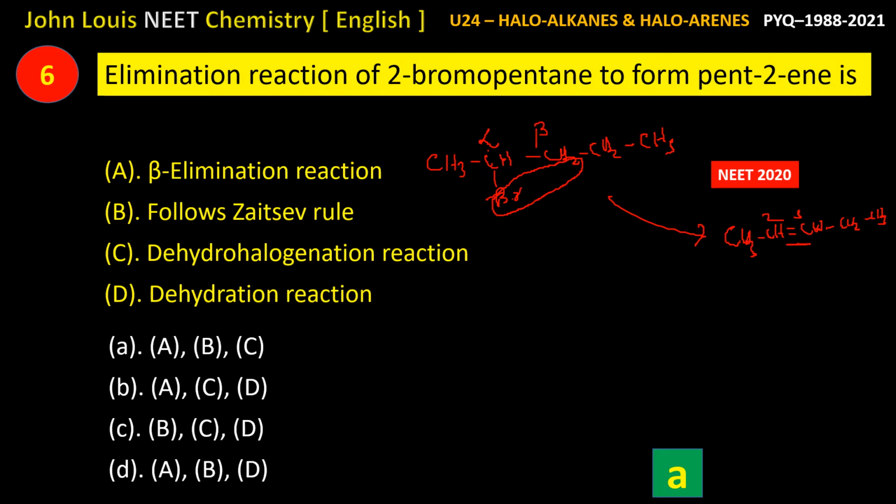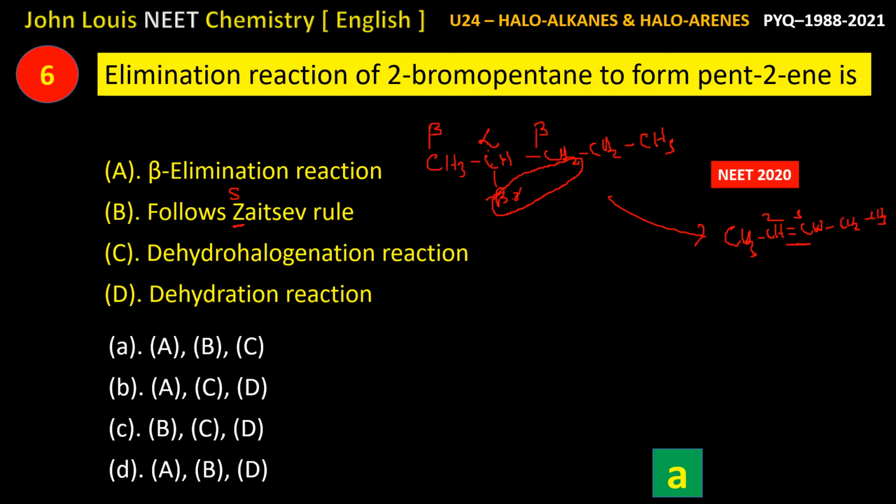Therefore it is a beta elimination reaction. Okay, then B they are given follows Zaitsev's rule. See, sometimes they give S spelling and sometimes they give Z spelling. So both are correct. So what is Zaitsev's rule? Here bromine is bonded to this carbon. This is alpha. The neighboring carbons are called beta carbon. I already explained this in one of the previous problems. The same question is repeated in a different way here.